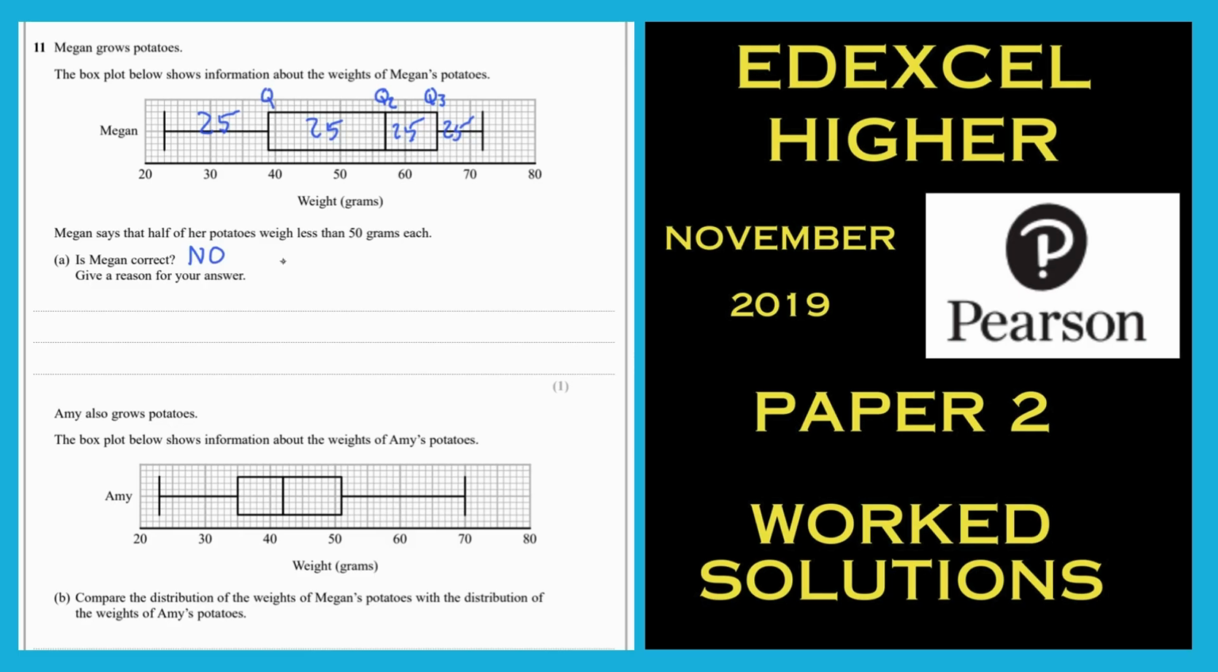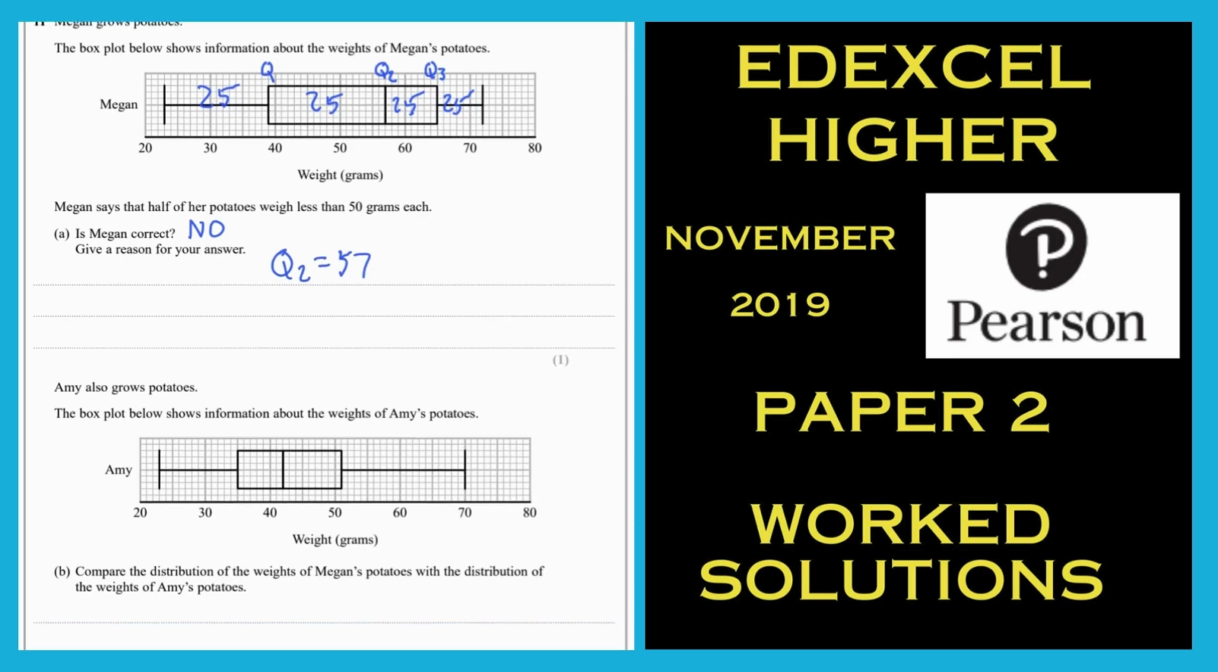I prefer to, well, if someone's done something wrong, best way to show it is do it right. Half Megan's potatoes weigh less than her median of 57. All right, you don't need to over waffle, take 3 lines or any nonsense like that.